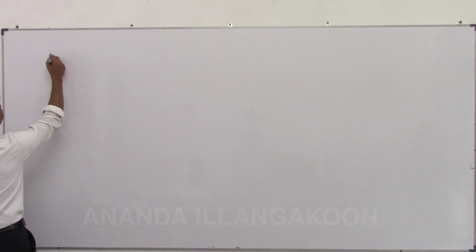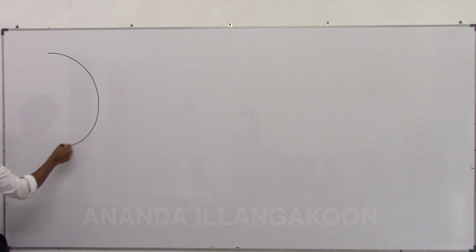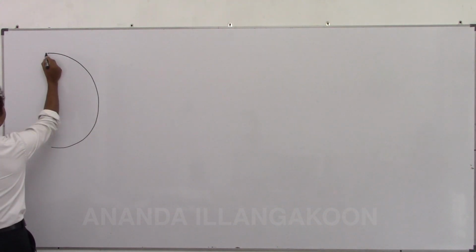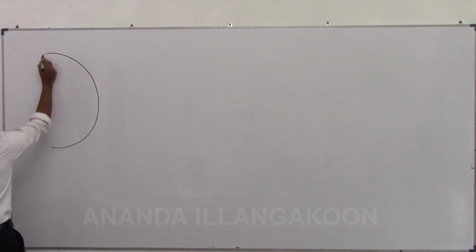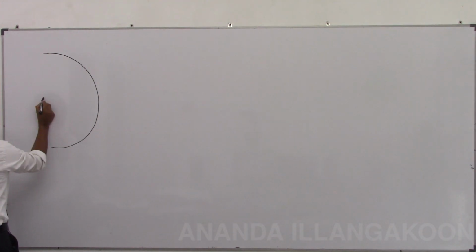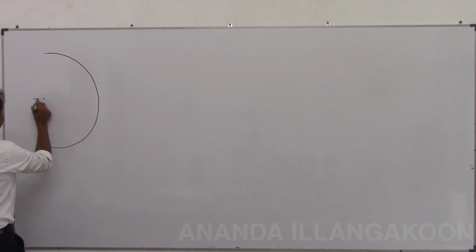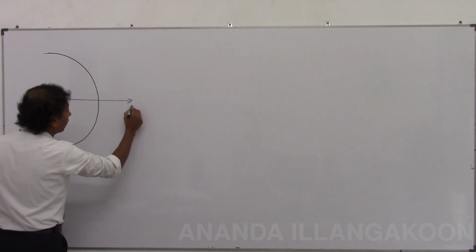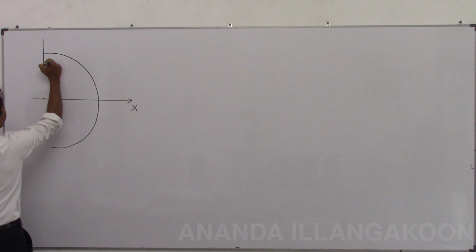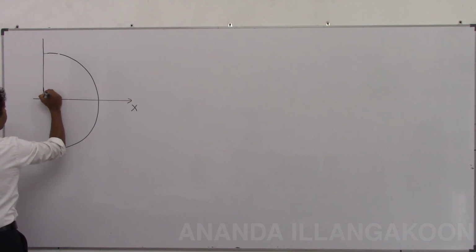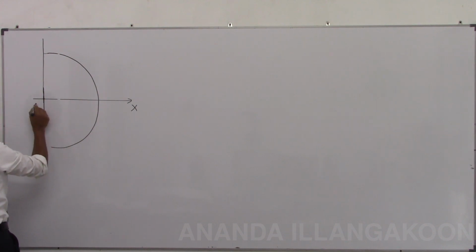You see, we have that semicircular arc. That arc we place, its center is at the origin and it is symmetrical about the x axis. Like this. The center C of the arc is at the origin.